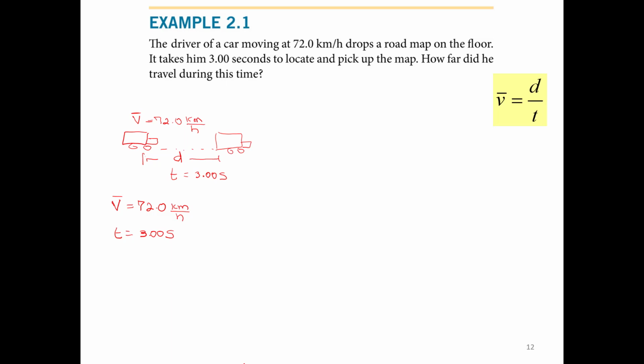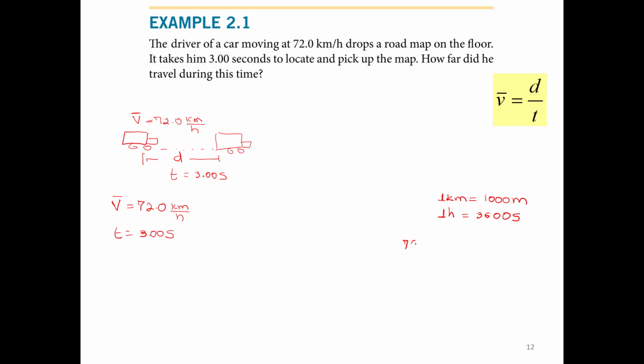And what information do we need? We know 1 kilometer equals 1,000 meters. And also, maybe we can use this one directly: 1 hour is 3,600 seconds. It's 60 times 60. 1 hour is 60 minutes, 1 minute is 60 seconds. And we can use this one directly.